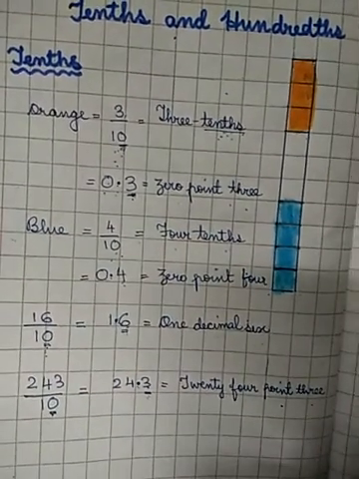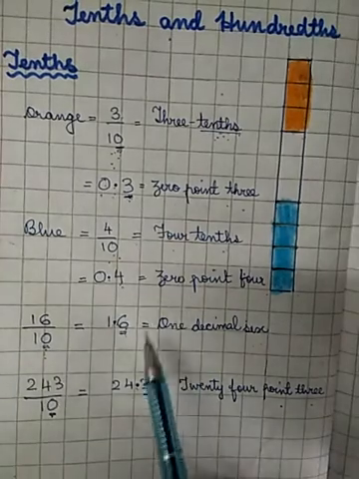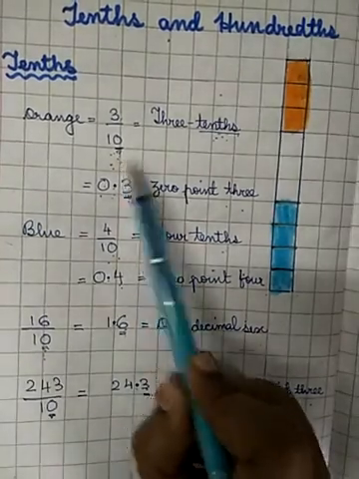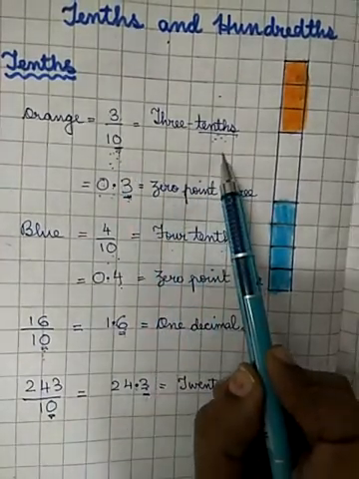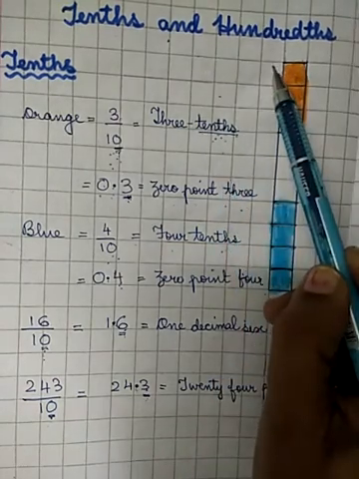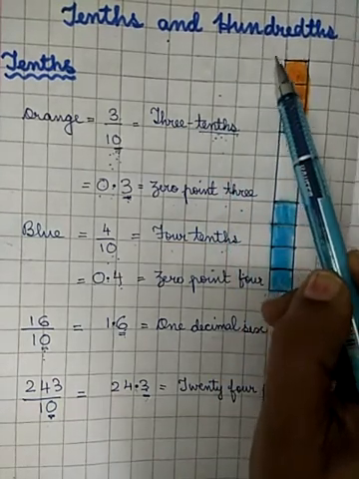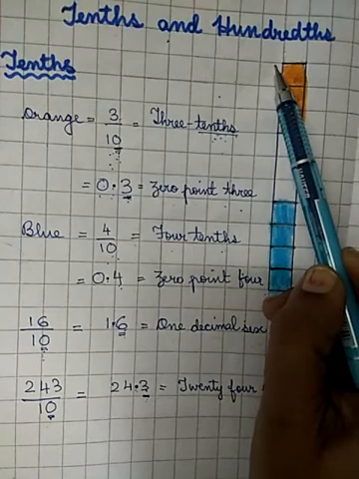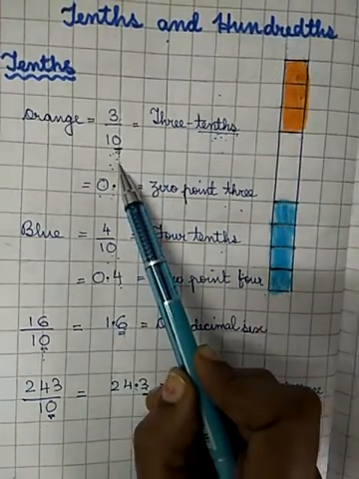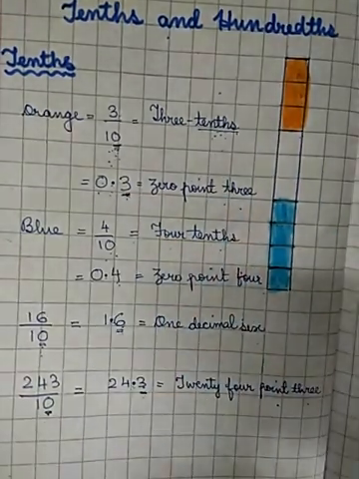So children, today we will start the hundreds now. Now children, this is clear that if the denominator is 10, it is a tens. So who is 100? Who is a hundredths? Now you can say that if the denominator is 100, then the number will be a hundredths.